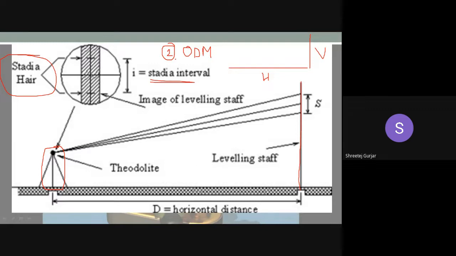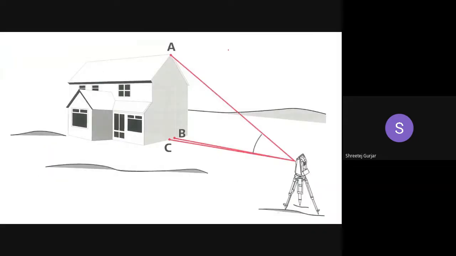Coming to the third, which I had shown you in the first image, that is your electronic distance measurement, third one. It is not the EDM which you refer to in your music, right? It is electronic distance measurement in terms of survey.